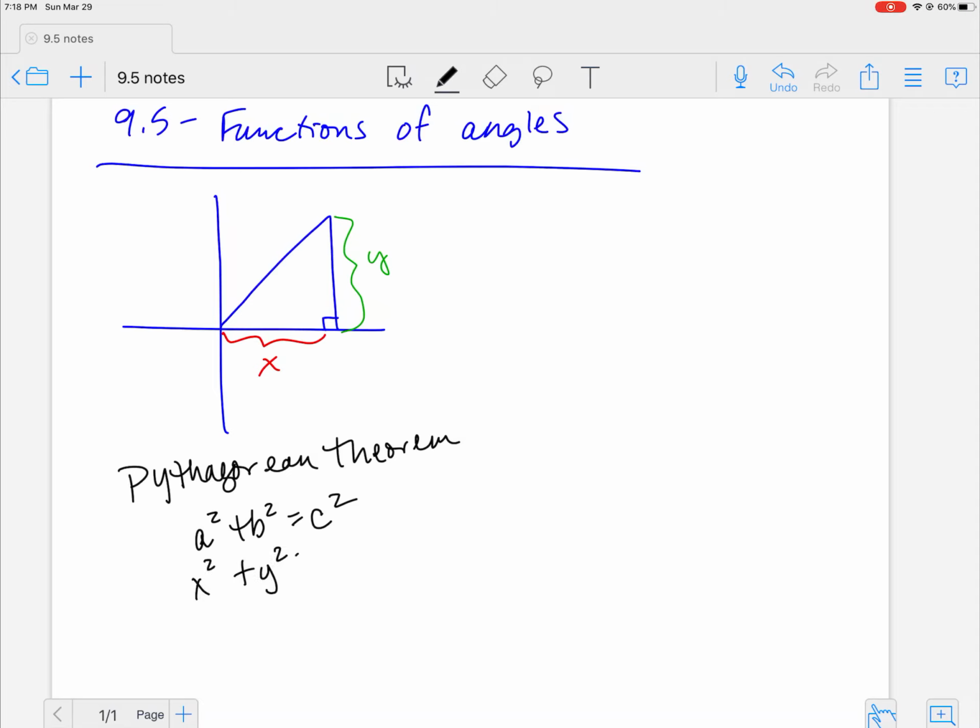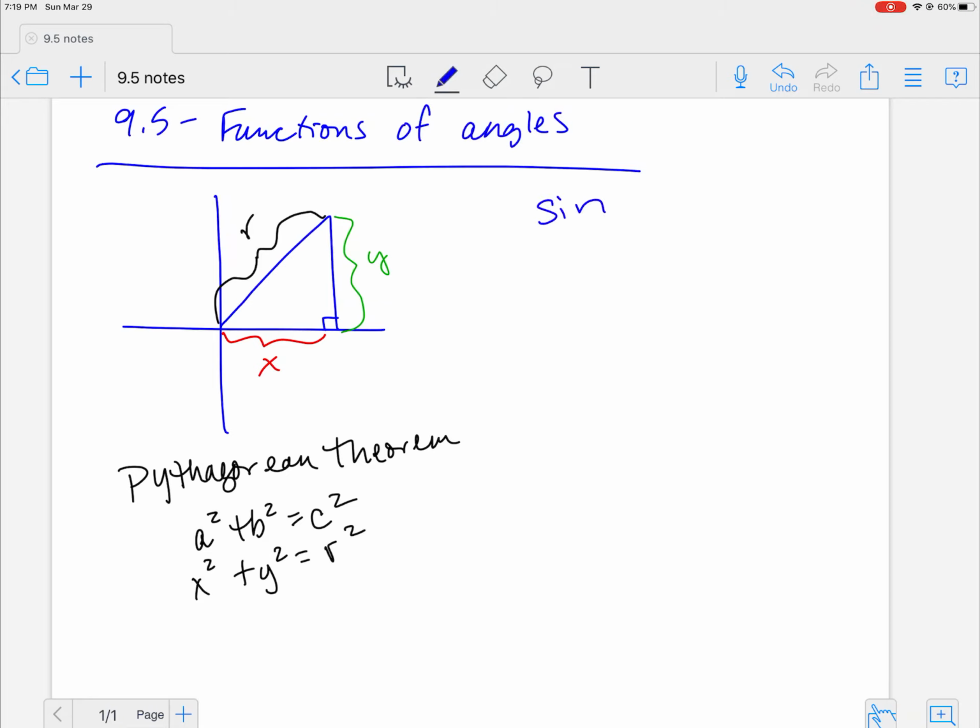And remember, the Pythagorean theorem is a squared plus b squared equals c squared. In this instance, we have x squared plus y squared is equal to r squared, because over here on this hypotenuse, that is my r.